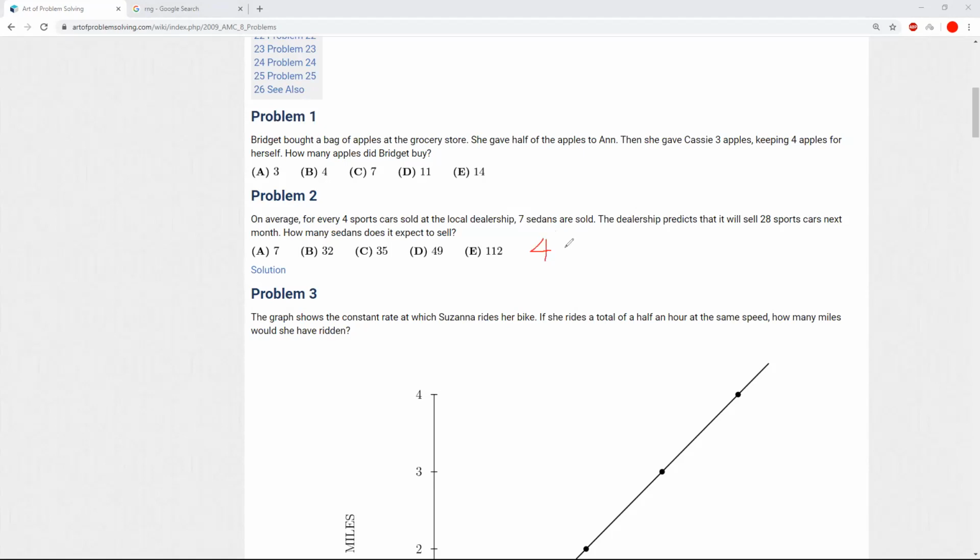So 4 sports cars over 7 sedans. That's the ratio. So if it sells 28 sports cars, we cross multiply and divide to find the proportion. So we find that this is actually 49 sedans. Yep, D. That should be a basic question.